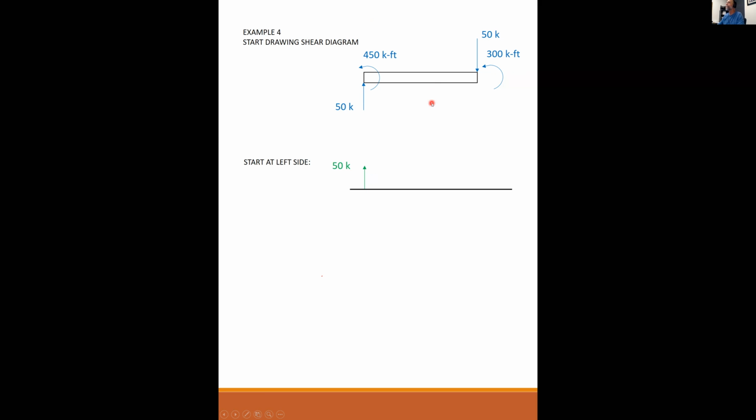What other applied loading do we have? Anybody? It should be constant until we reach the end of the second load, which is -50. That is correct.